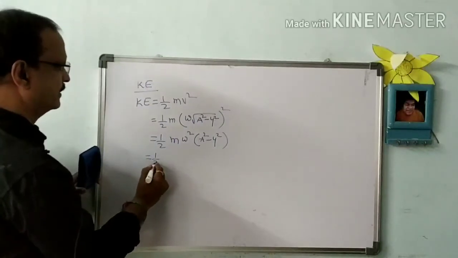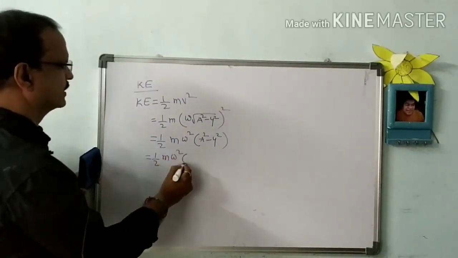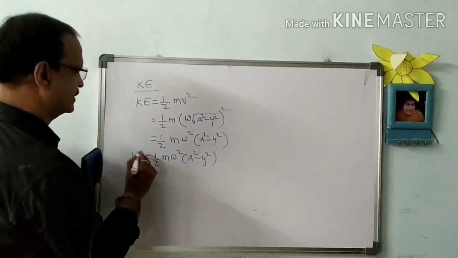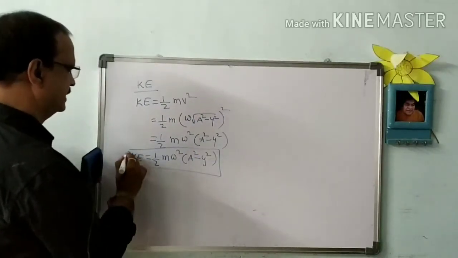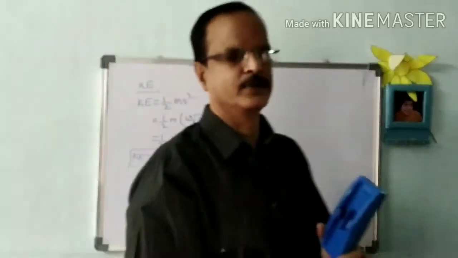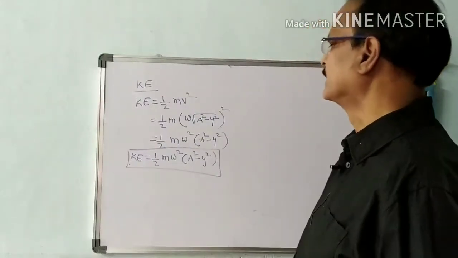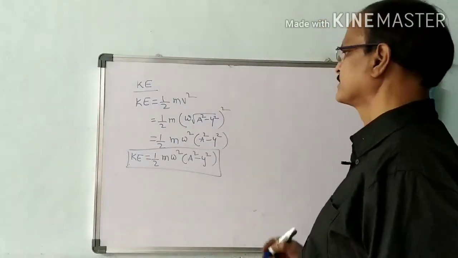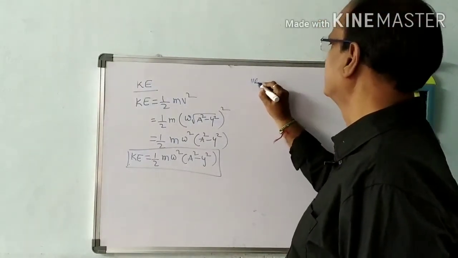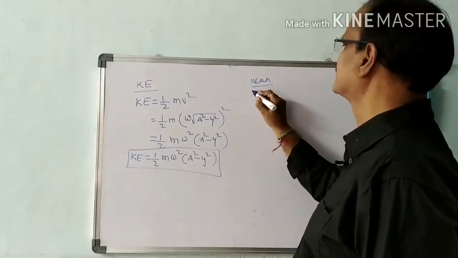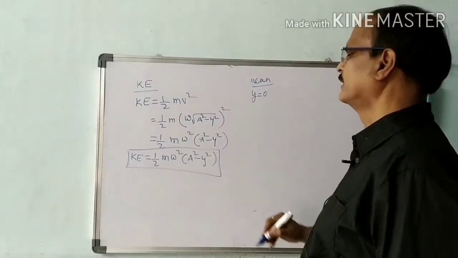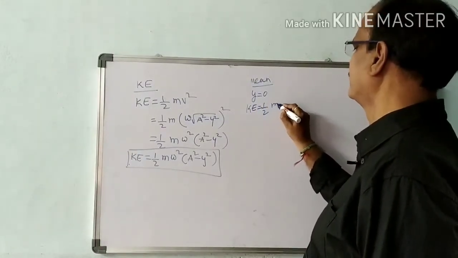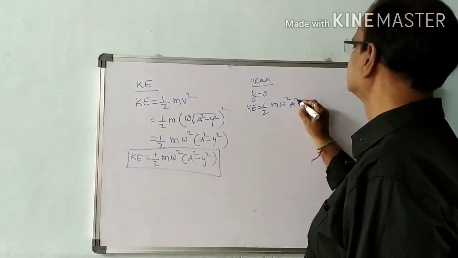So this is equal to half m omega square into a square minus y square. This is the formula for the kinetic energy. So kinetic energy of a particle at any position is given by K is equal to half m omega square (a square minus y square). Now again we want it at mean position. So at mean position we know that displacement is 0, y is equal to 0. Therefore K is equal to half m omega square a square.